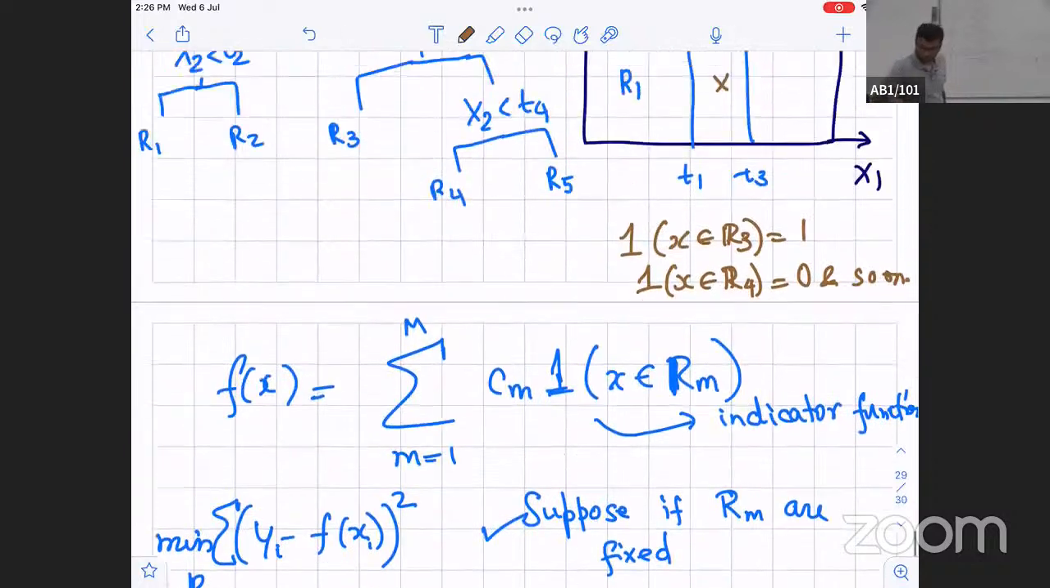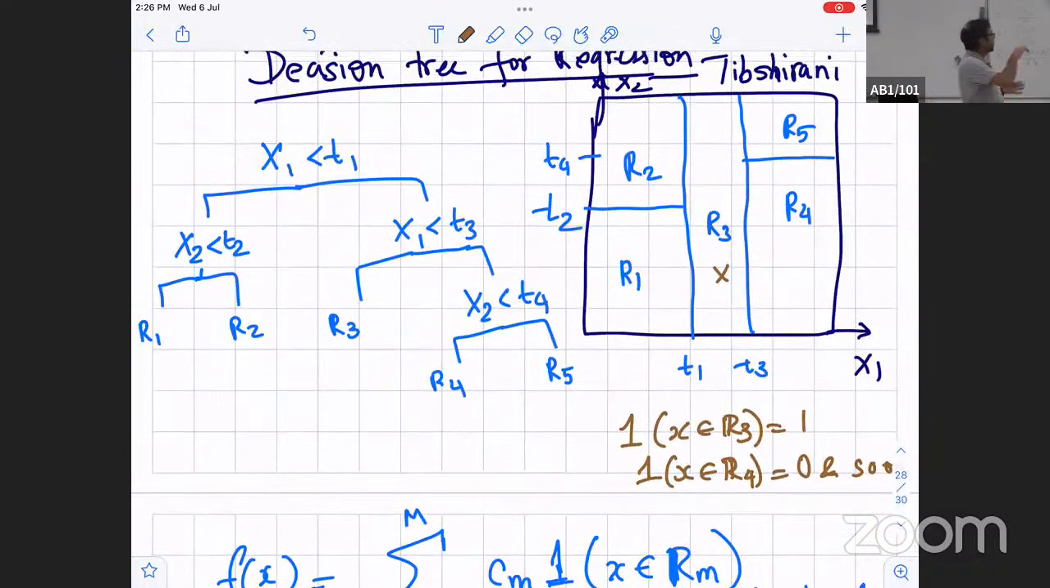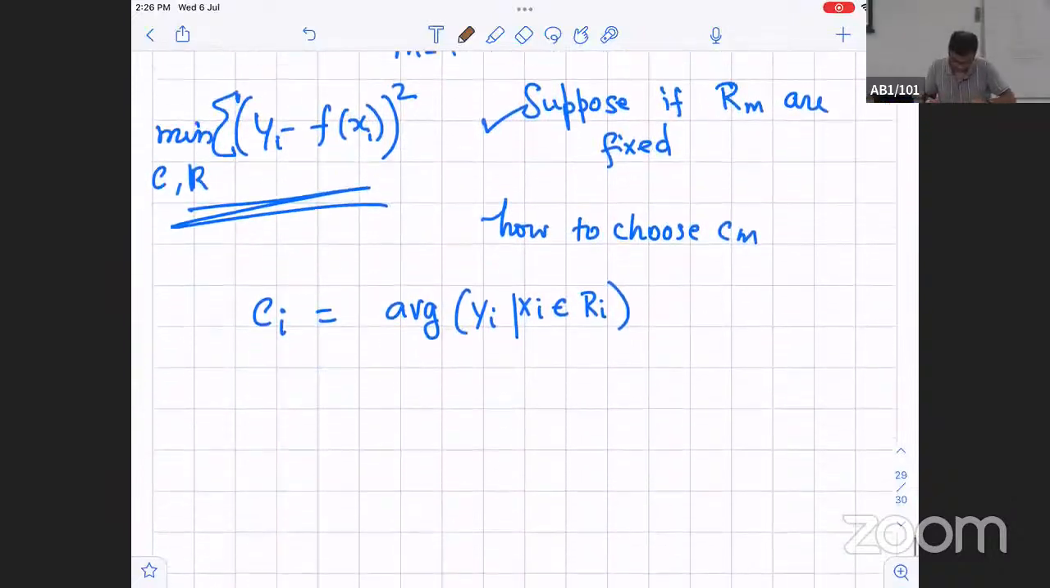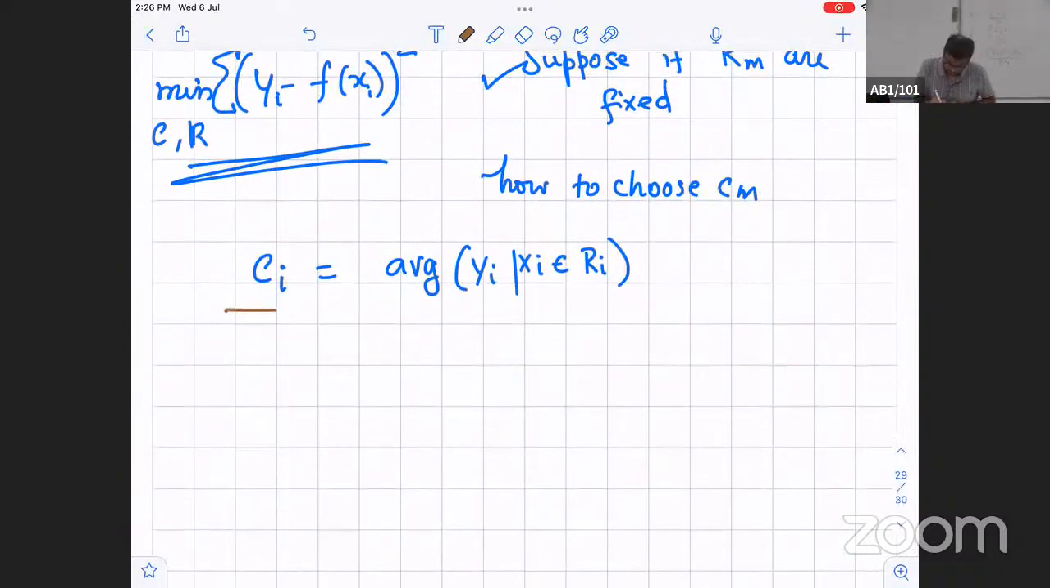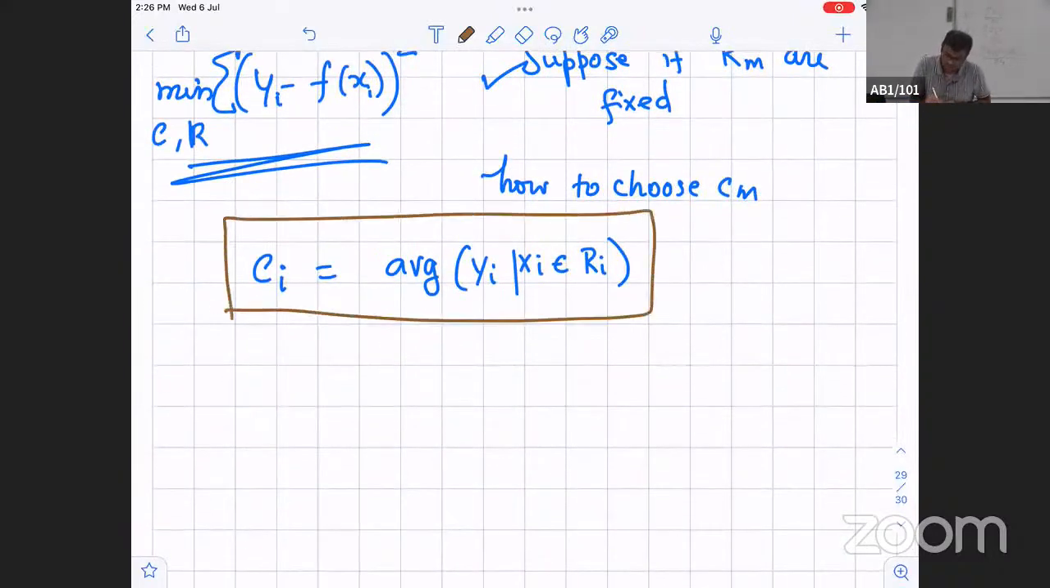Yeah, so for the third region, you will look at all the points that are falling in the third region, and you will look at what is the y for that point. You will look at the average, and that will be the C3 for that. So this is only if you know the regions. The question is, we don't even know the regions. Once the regions are known, this is what you will do. That is what somebody over the Zoom call told.